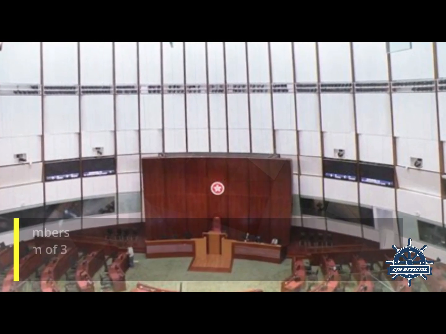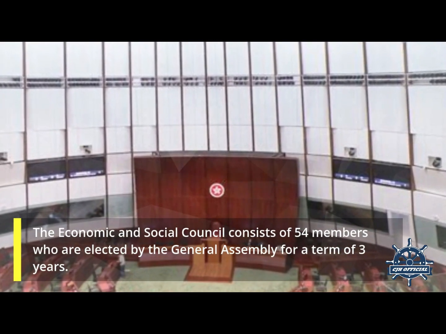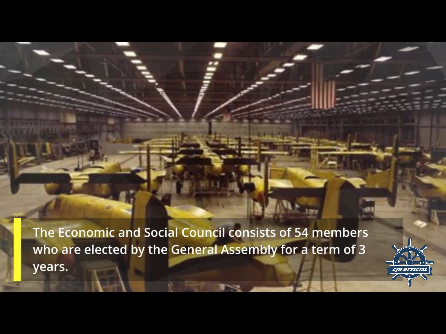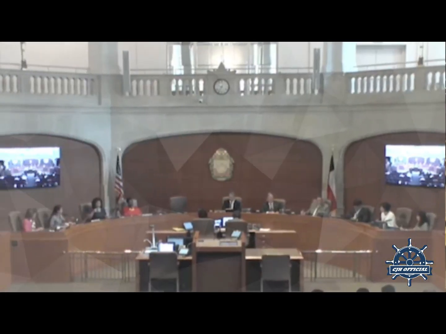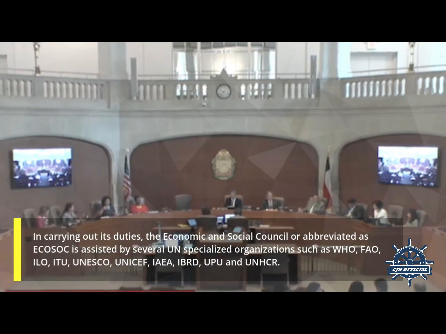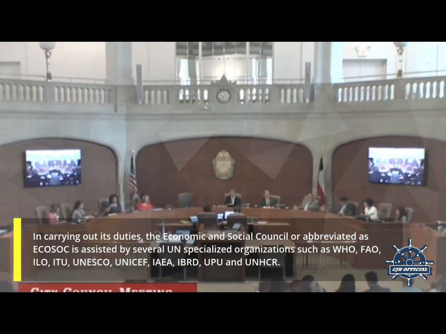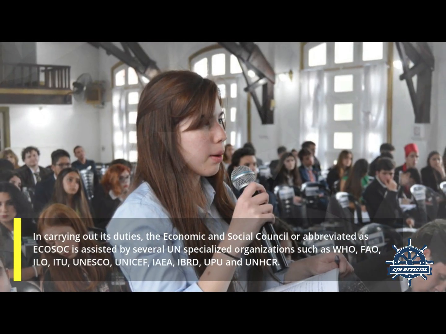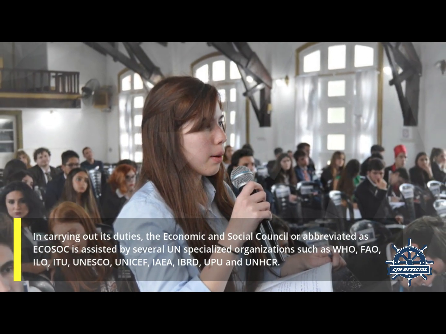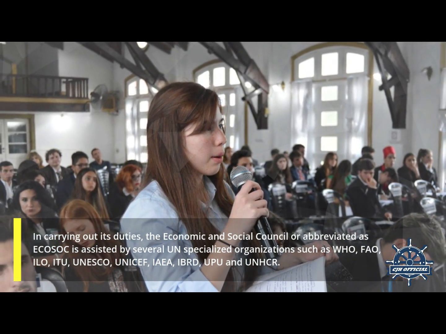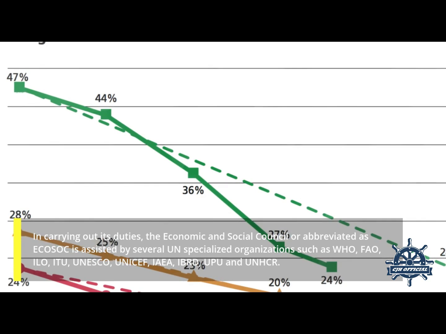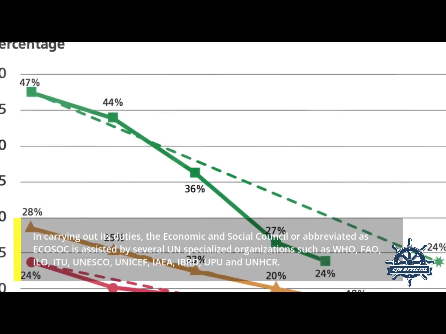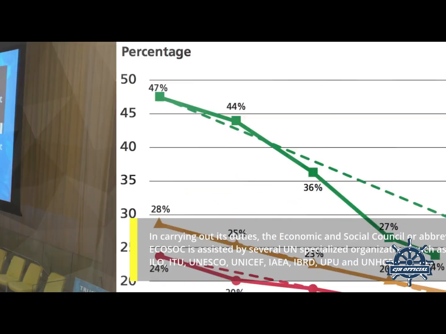The Economic and Social Council consists of 54 members who are elected by the General Assembly for a term of 3 years. In carrying out its duties, the Economic and Social Council, or abbreviated as ECOSOC, is assisted by several UN specialized organizations such as WHO, FAO, ILO, UNESCO, UNICEF, IAEA, IBRD, UPU and UNHCR.